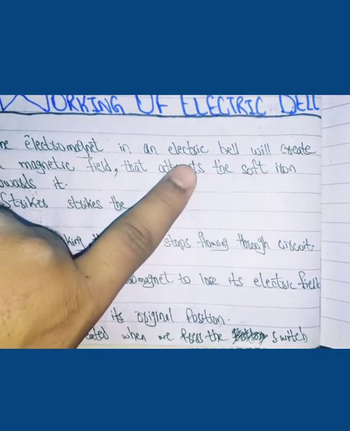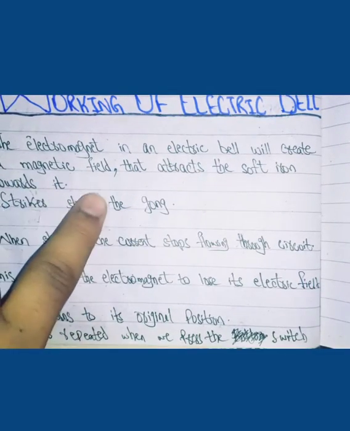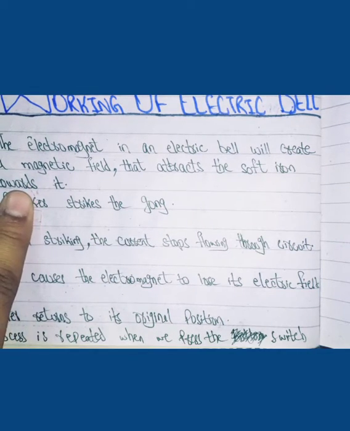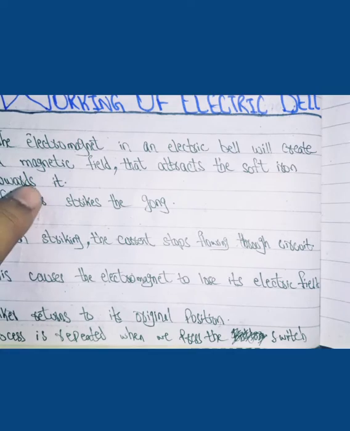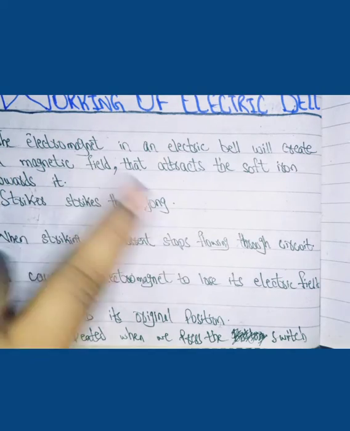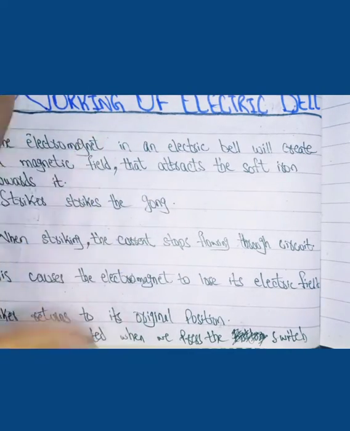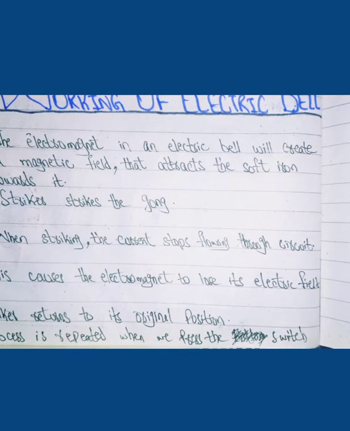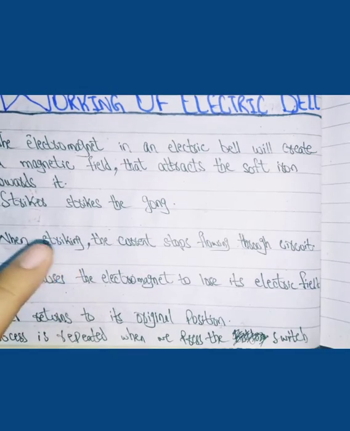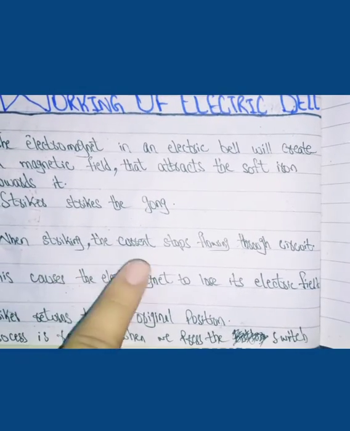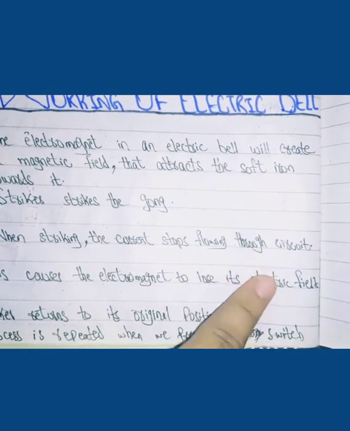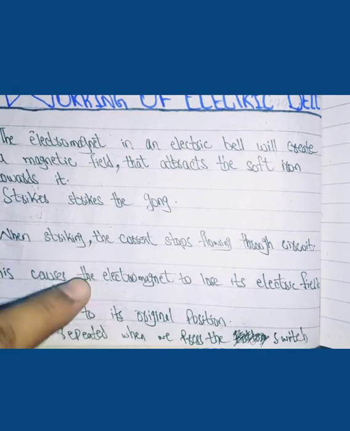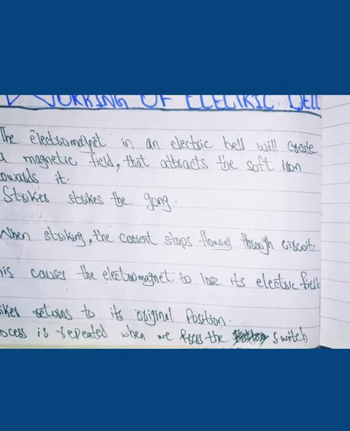Okay, the working of the electric bell. The electromagnet in an electric bell will create a magnetic field that attracts the soft iron towards it. That's the process where the striker strikes the gong and we hear the sound. When striking, yeah, that's the important line: when striking, the current stops flowing through the circuit. This causes the electromagnet to lose its magnetic field.